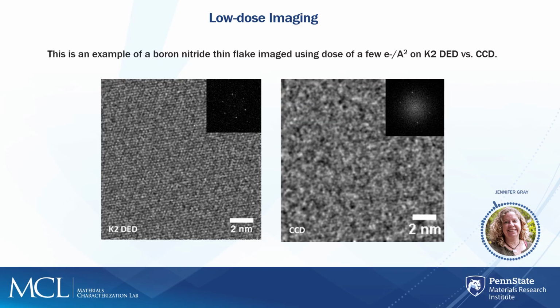And the upper right-hand corner just shows the FFTs for these two images, so you can see how much clearer the FFT is for the direct electron detector image on the left as opposed to the one on the right.